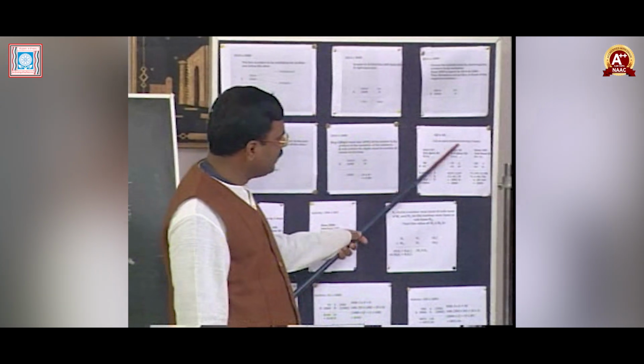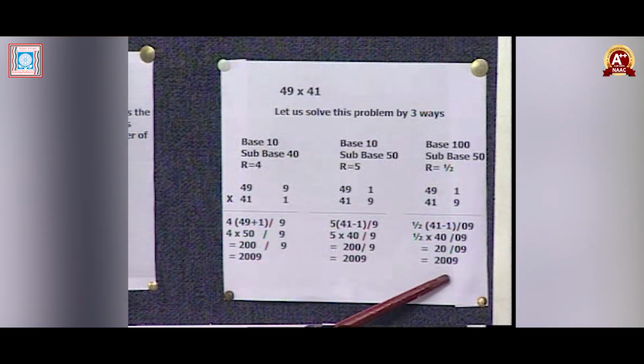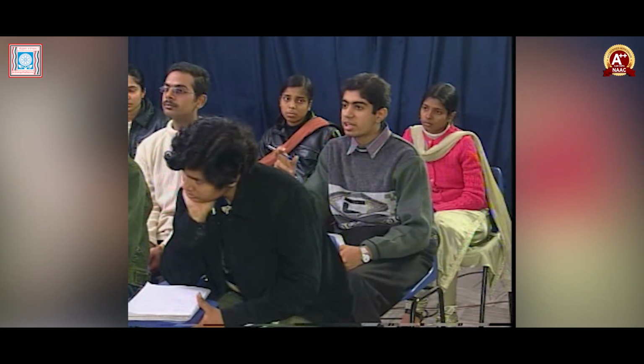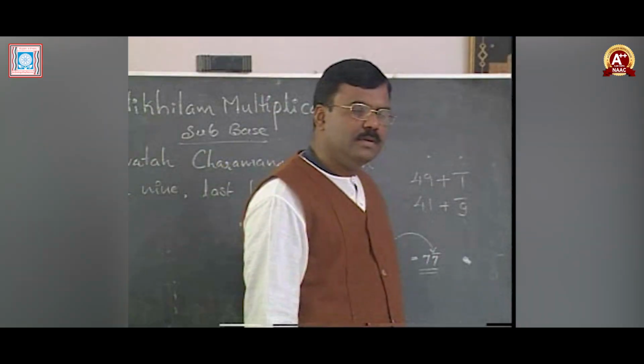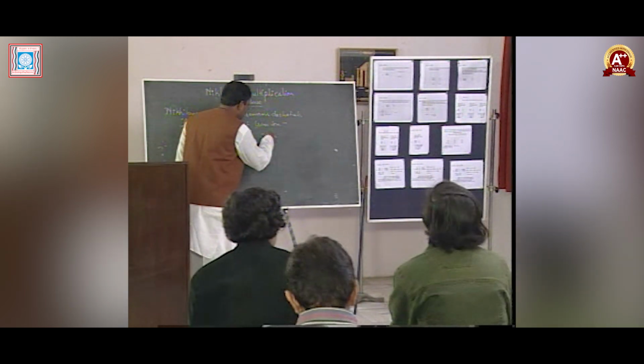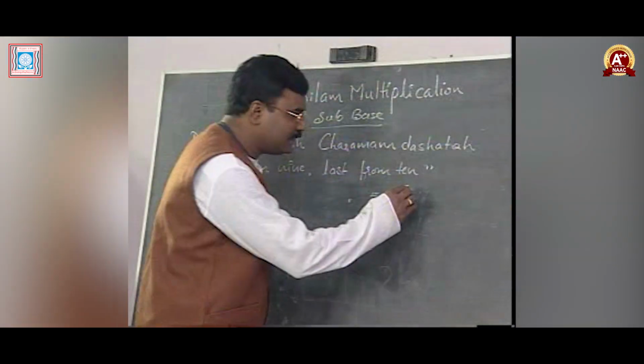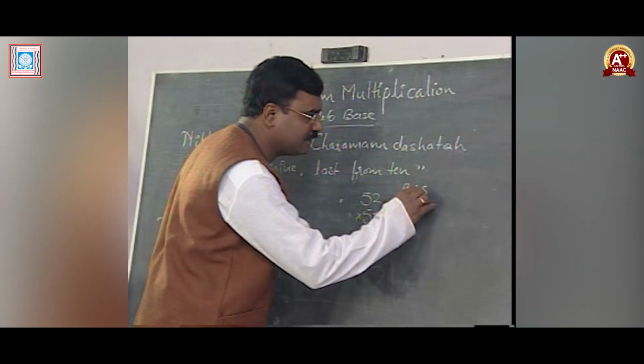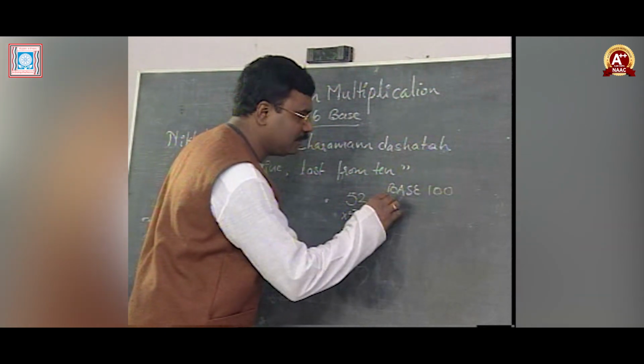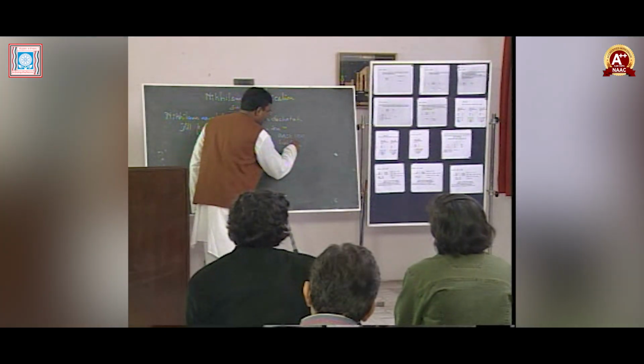49 multiplied by 41, you will get 2009. Excuse me, sir. If we take two numbers 52 and 53, taking base as 10 and subbase as 50, then how can we perform the multiplication? Because 1 by 2 as the ratio will not divide the 55 number that we get in the left part. No, if you are taking 100 as a base, your number is 52 multiplied by 53. Base is 100, sub base is 50.